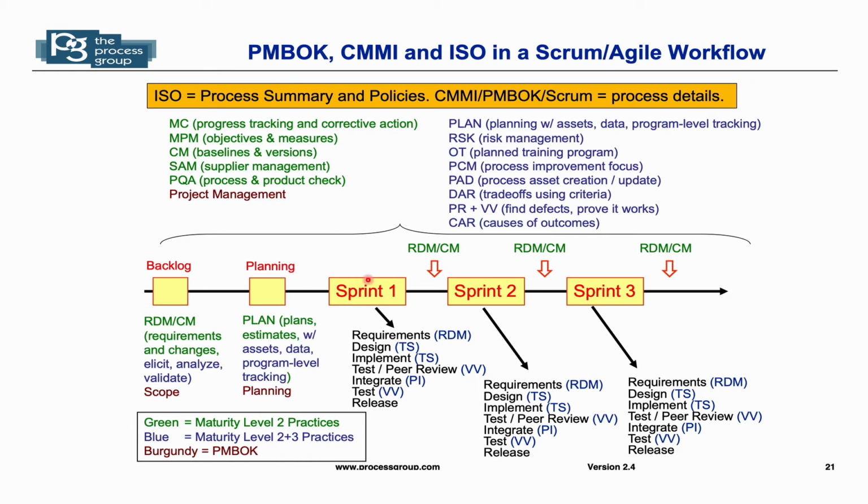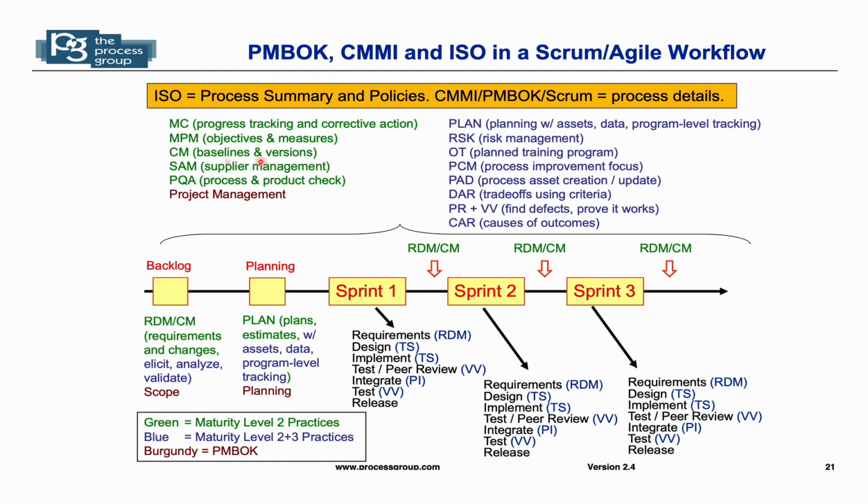And then we could take our sprint, maybe improve our requirements analysis activities from RDM, look at design from TS, technical solution, implementation from TS, testing and peer reviews covered partly in VV, integration and testing or final testing and VV also. On the top left, we really have some of the green level 2 practices like control, measurement, and CM, supply management, etc.